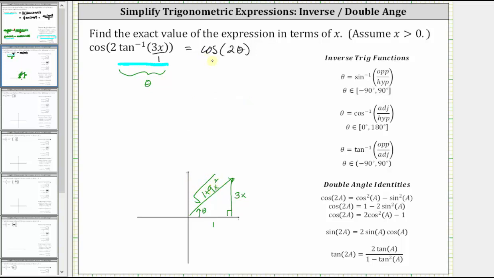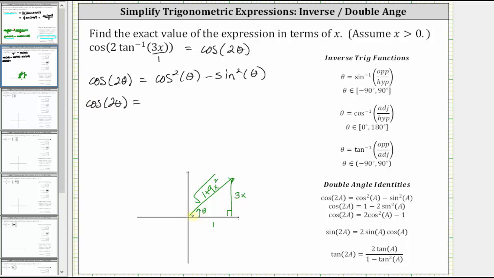And now let's evaluate the expression cosine 2 theta. To do this, we will use a double angle identity for cosine. And notice how we have 3 to choose from. It doesn't matter which one we use. Let's go ahead and just use the first one. And therefore, cosine 2 theta is equal to cosine squared theta minus sine squared theta. And now we can determine the cosine and sine function values of theta using the reference triangle. Cosine theta is equal to the ratio of the adjacent side to the hypotenuse, which gives us 1 divided by the square root of the quantity 1 plus 9x squared.